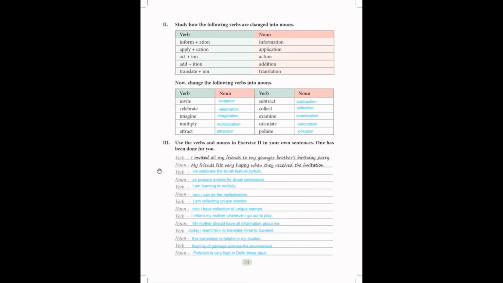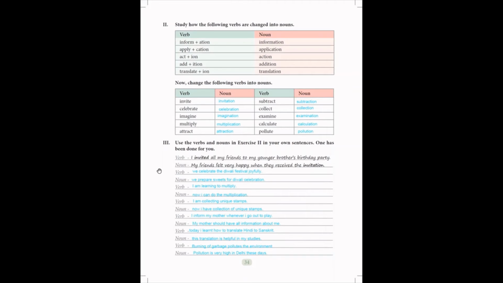Now I think we are going to use these words to make sentences, both noun and verb. You ready, Yashita? Yes. Okay, the first one is, I invited all my friends to my younger brother's birthday party. Can you say the noun? Yes. My friends felt very happy when they received the invitation. Okay. Just go on to say the next verb. We celebrate the Diwali festival joyfully. We prepare sweets for Diwali celebration.